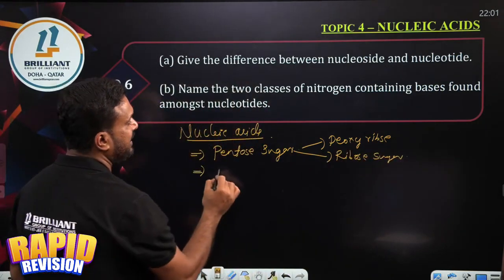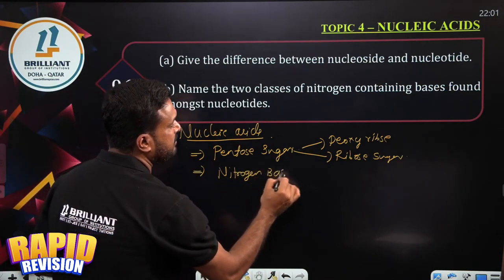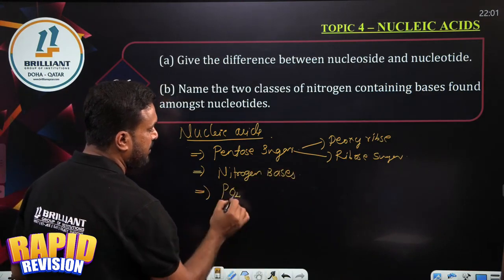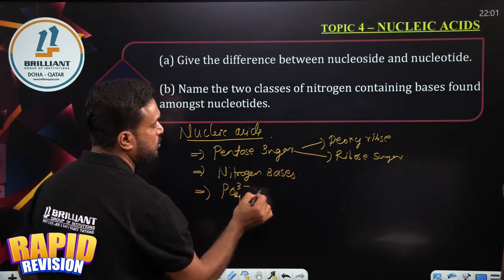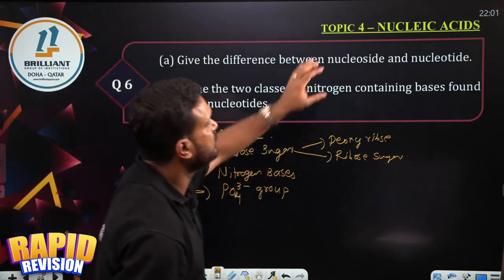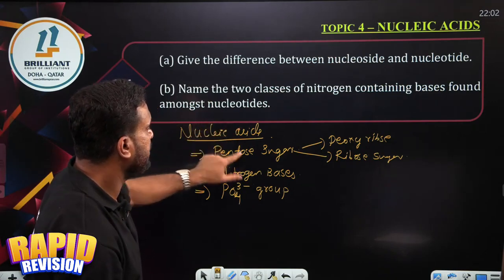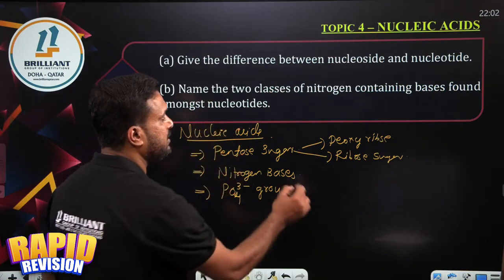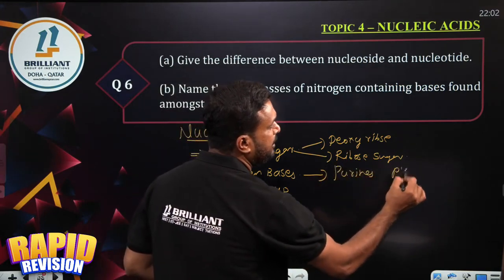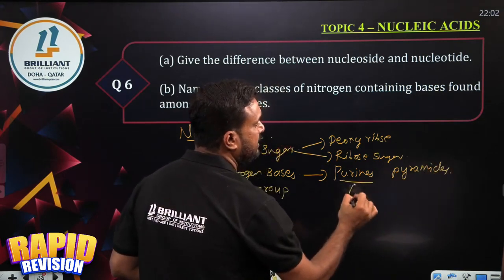Next one is nitrogen bases, heterocyclic nitrogen bases. After that we have the phosphate group, PO4 3-. All these combined together are called a nucleic acid. So nucleic acid consists of these three units: pentose sugar, nitrogen bases and phosphate group. Nitrogen bases are of two types: purines and pyrimidines. The purines are adenine and guanine.